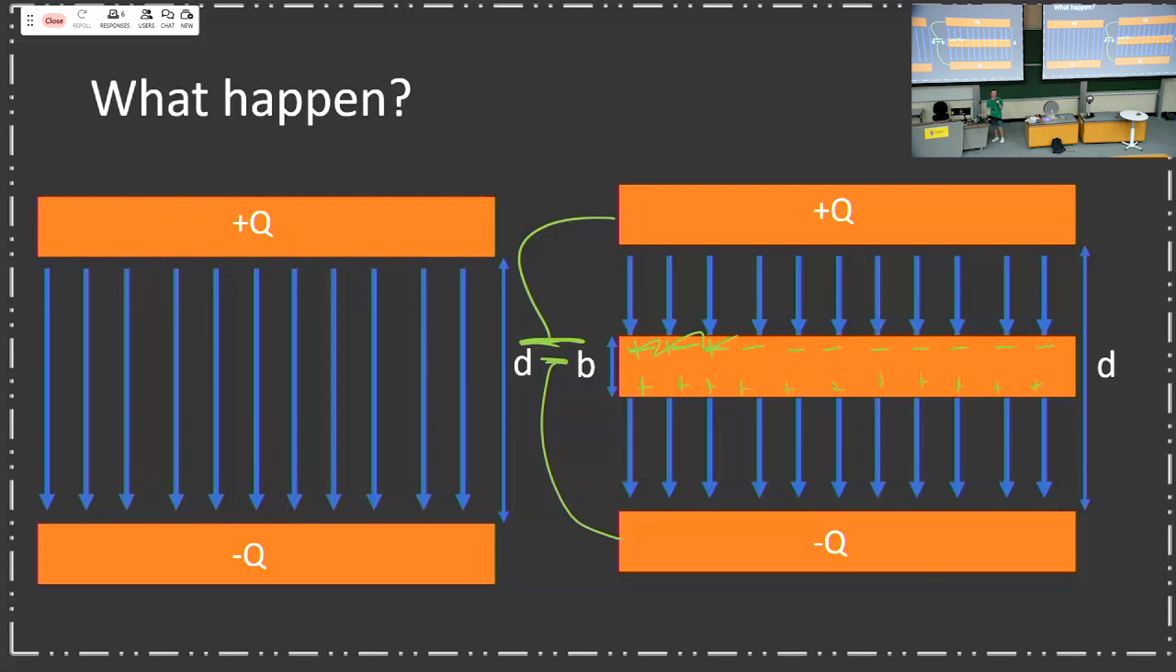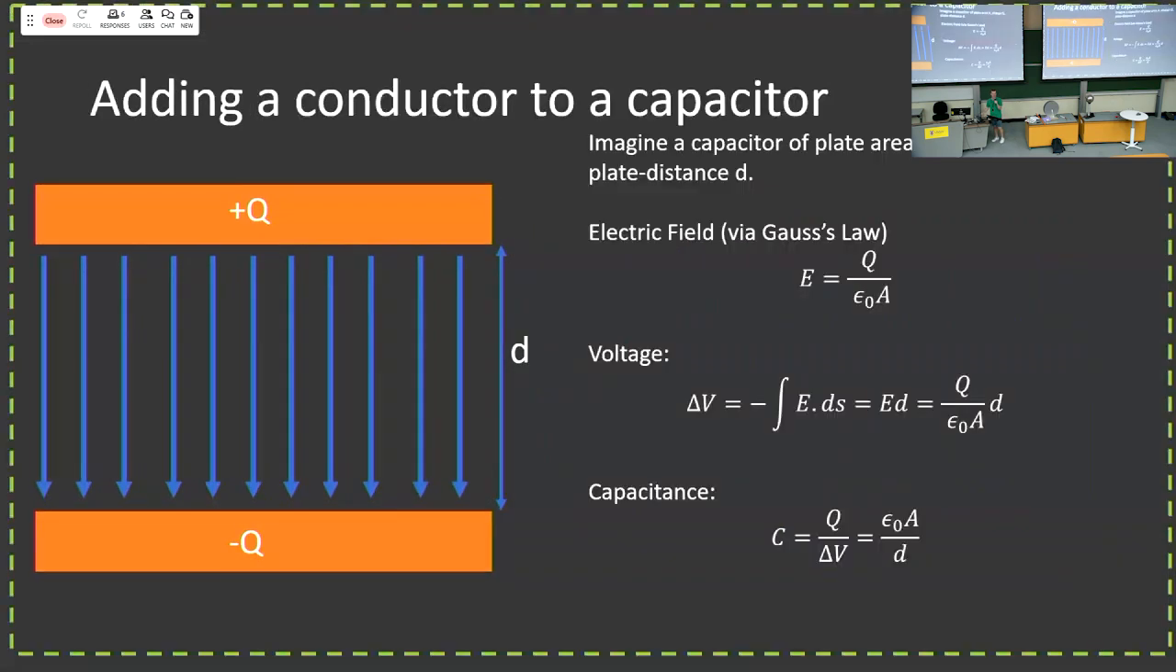So I want you to just think, all right? Don't call it out. What we're going to do is figure out if the capacitance got bigger or smaller. What we want to do is find the capacitance of this new capacitor and compare it to the capacitance before we added the plate.